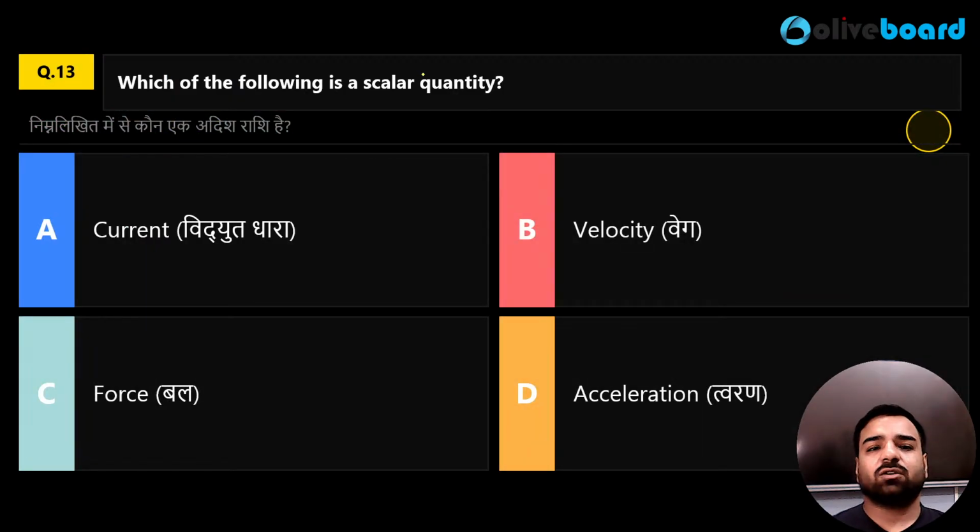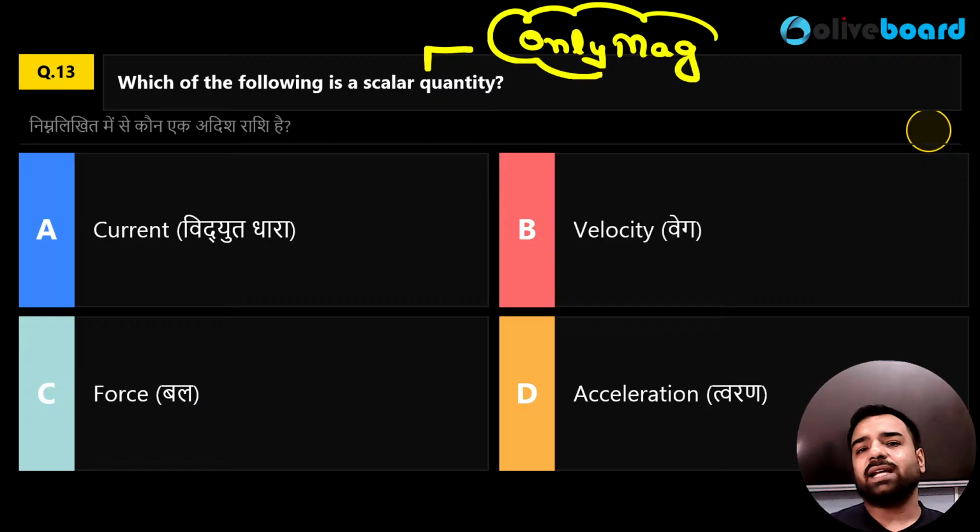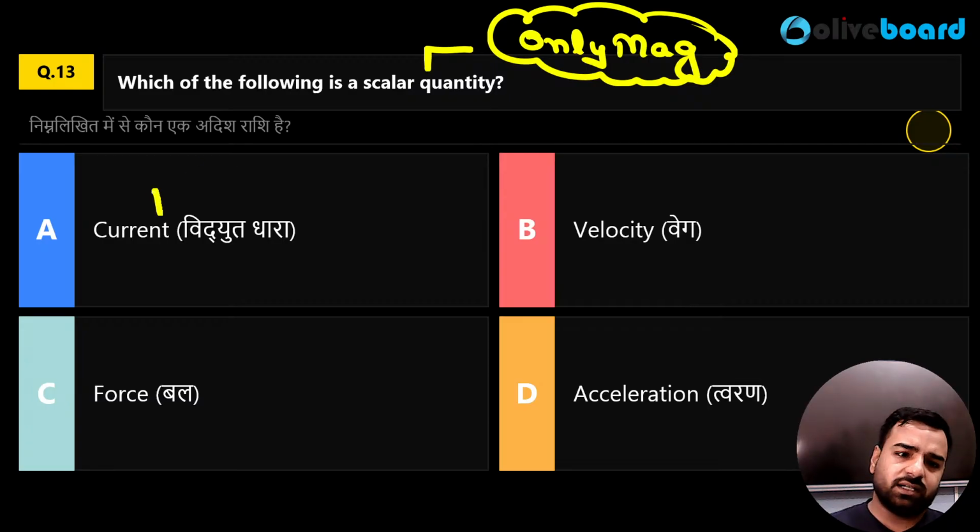Next, which of the following is a scalar quantity? See, scalar quantities are the ones that have only magnitude. They don't have any direction basically. So guys, if I talk about current, in the current's case, we have magnitude also and direction also, right?